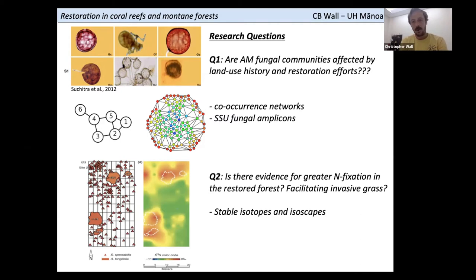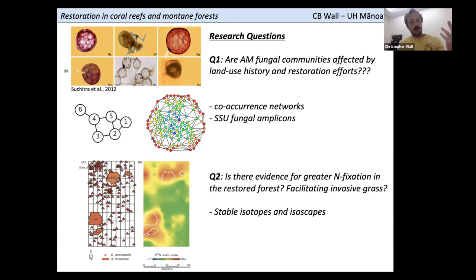The first part is: are these communities found in the soils, these symbiotic communities, the mycorrhizal fungi, affected by land use and restoration? Do we see that the remnant forests that were never touched are really different from the restored forests, or are they really similar? What can we know about these pools of symbionts that are really important, that can tell us about forest change? To do that, we'll talk briefly about some network analysis that I did.